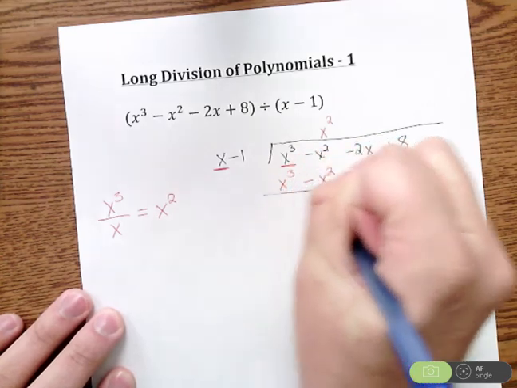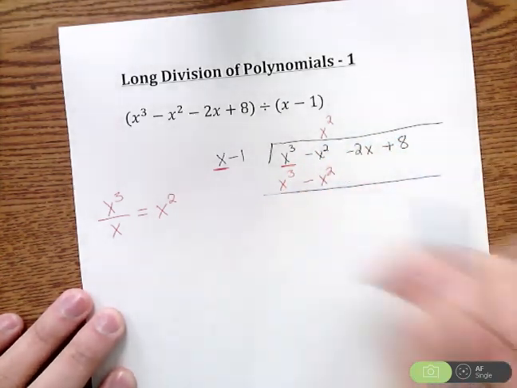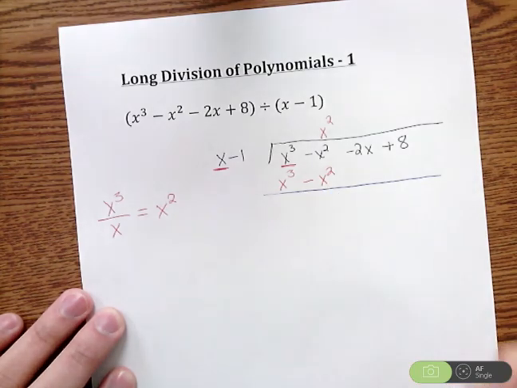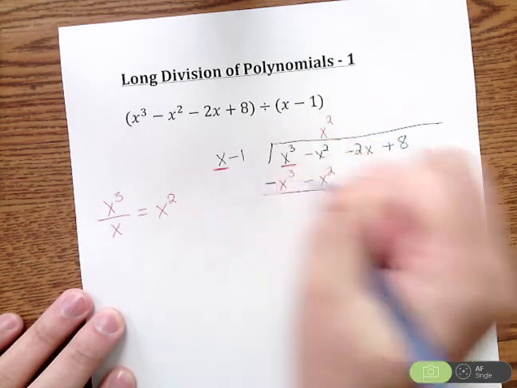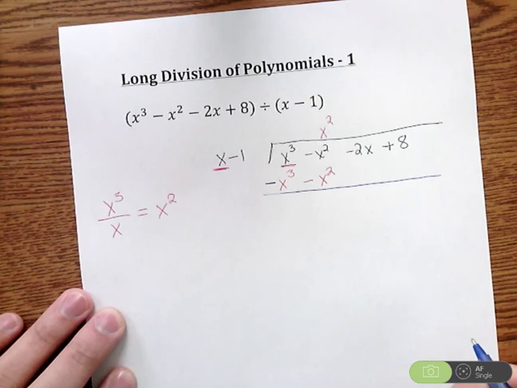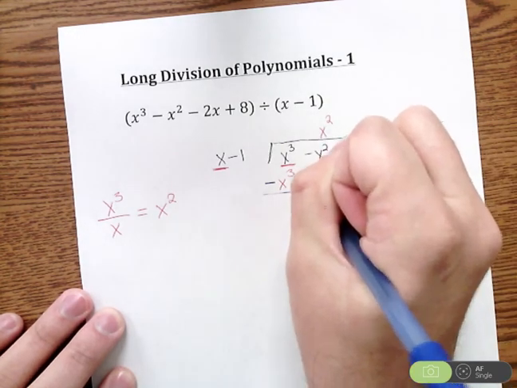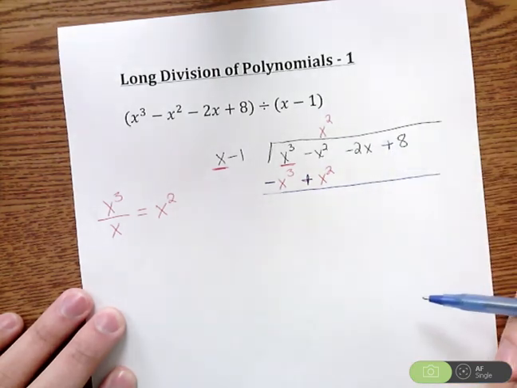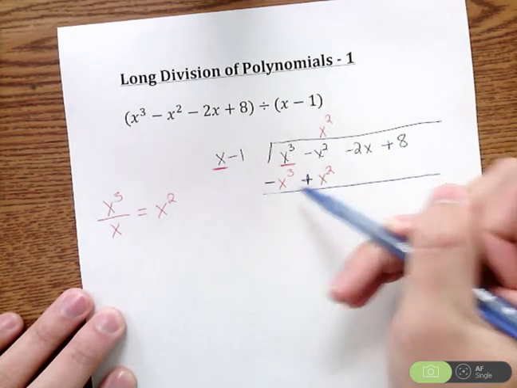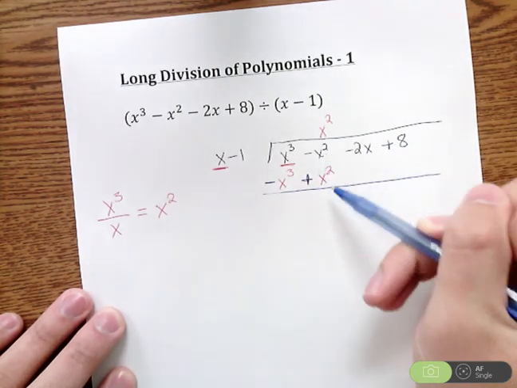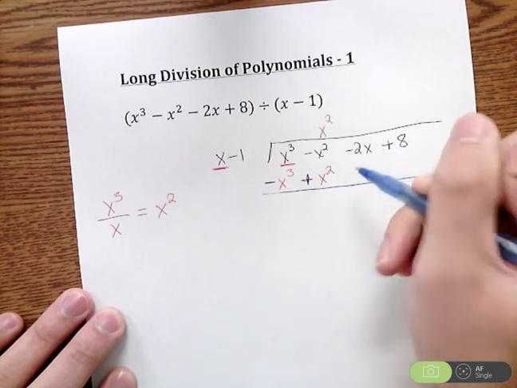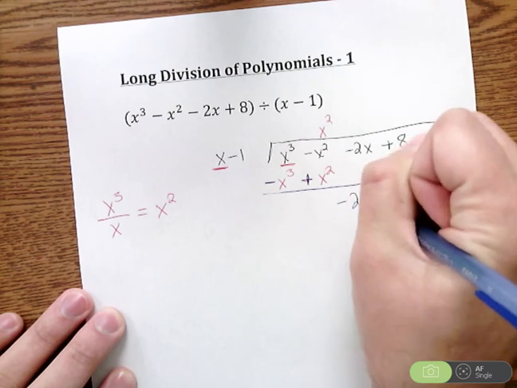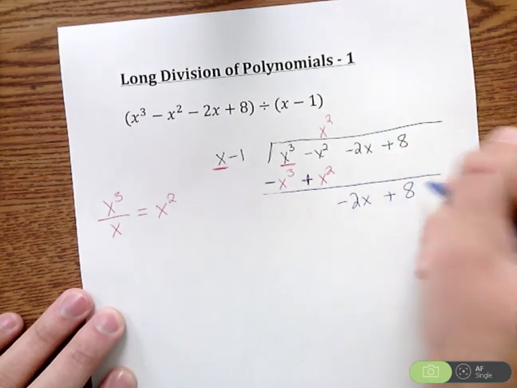Next step, we're going to subtract off everything we just wrote. So everything that's positive is now going to be negative, and negatives are now positive. So we're going to subtract off an x cubed, and that negative there for the x squared becomes positive. Adding vertically down, x cubed minus x cubed is 0. Negative x squared and x squared, that's also 0. And these terms on the end, there's nothing to subtract from them, so they just come down. So I'm going to have negative 2x plus 8.